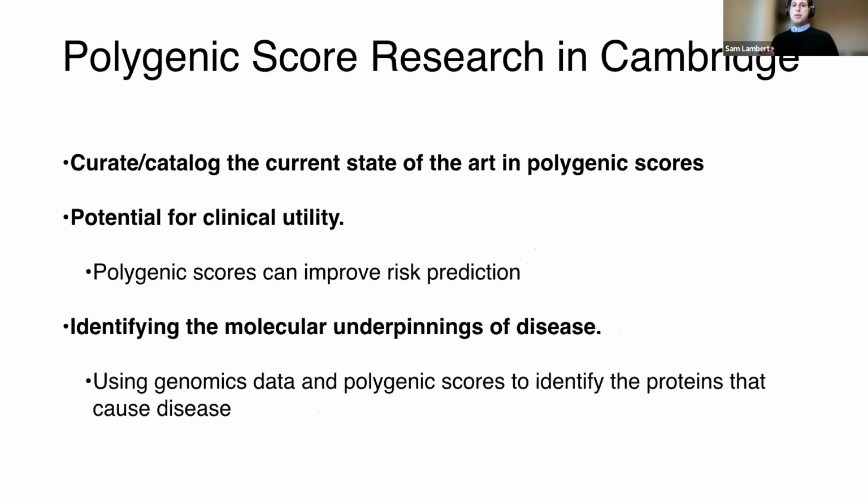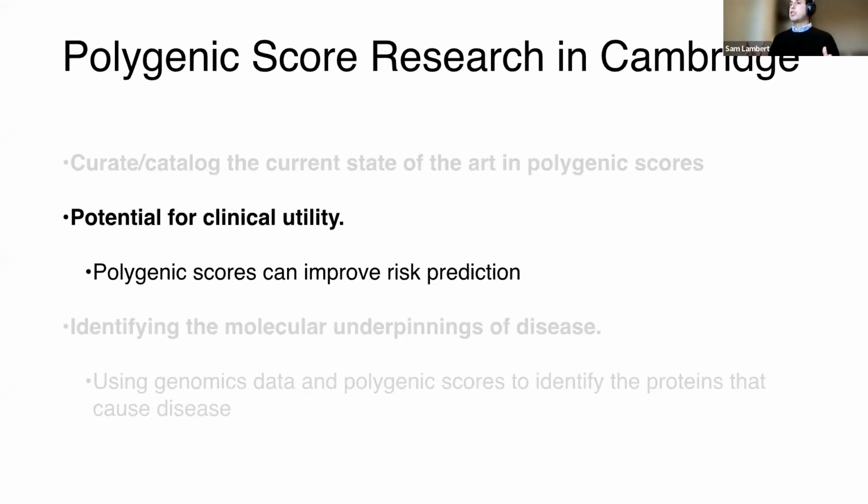In the next couple of minutes, I'll talk a little bit about the polygenic score research that's happening in Cambridge. I told you on the last slide about how we curate and catalog all the information about polygenic scores so that people can get a really good understanding of the current state of the art in prediction. In the next slides, I'll talk about why polygenic scores might be clinically useful and how they might be able to improve risk prediction.